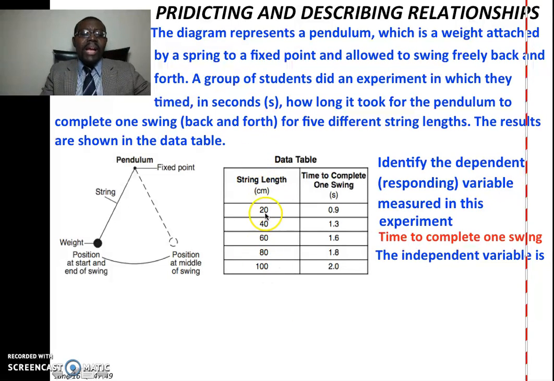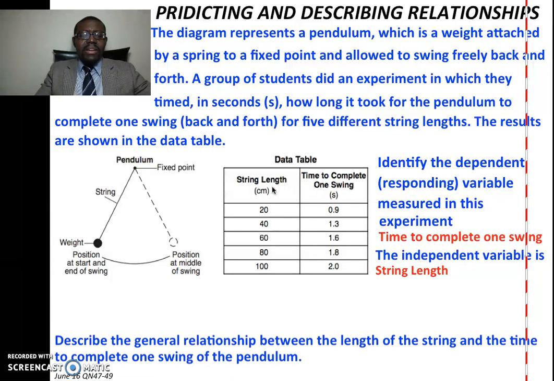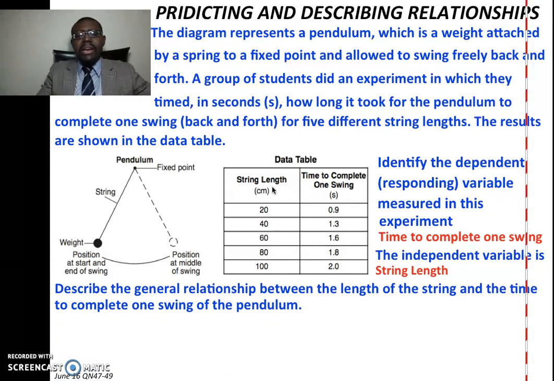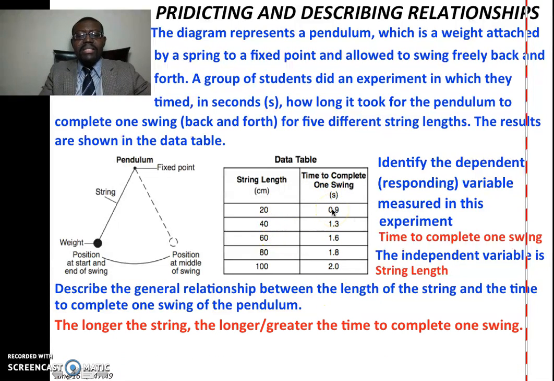In this experiment, what we are changing, what we are manipulating, is the string length. The next question says describe the general relationship between the length of the string and the time to complete one swing. We can see that if we increase the length of the string, the time to complete one swing also increases. As you increase the length of the string, what happens to the time? If you increase the length, the time also increases. The longer the string, the greater the time to complete one swing.